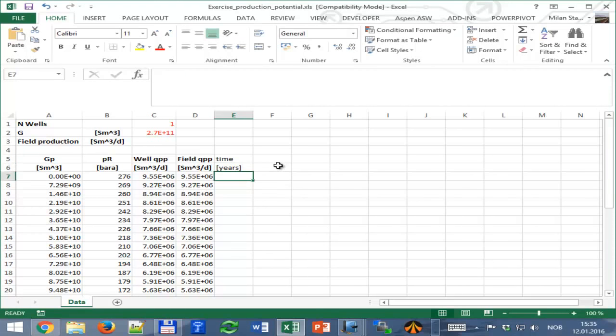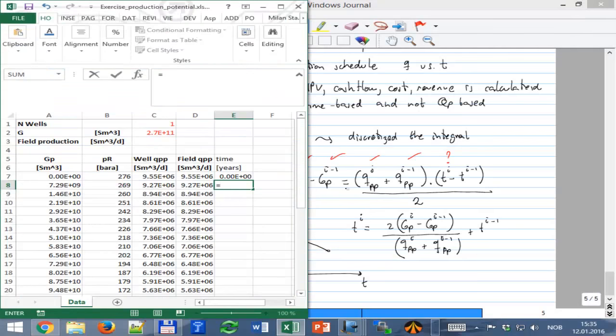The first time, when you haven't produced anything, we have to start from a starting point. Okay, what will be that time? We are going to call that time 0, right? And then the next time is going to be exactly the formula that we are saying. Let's put it to the right so it will be easy to copy.